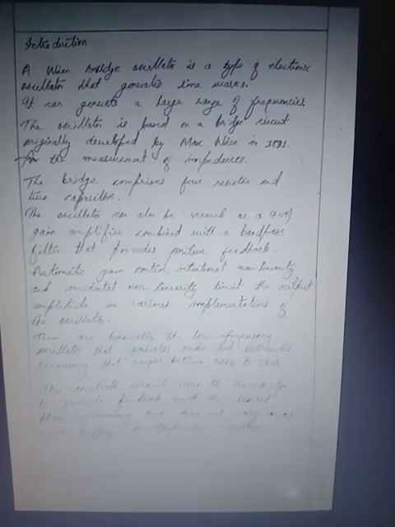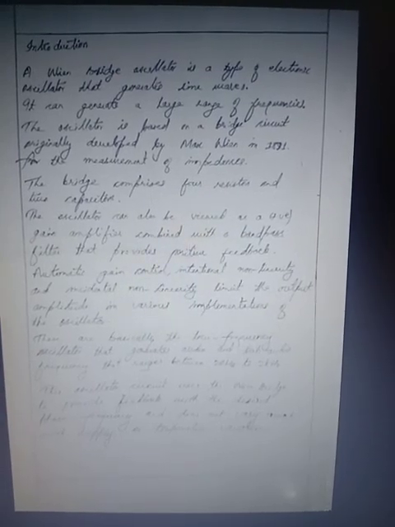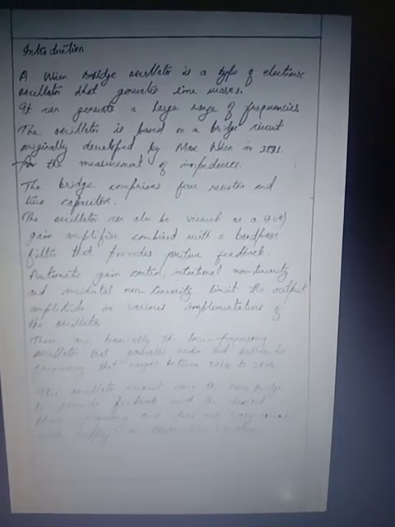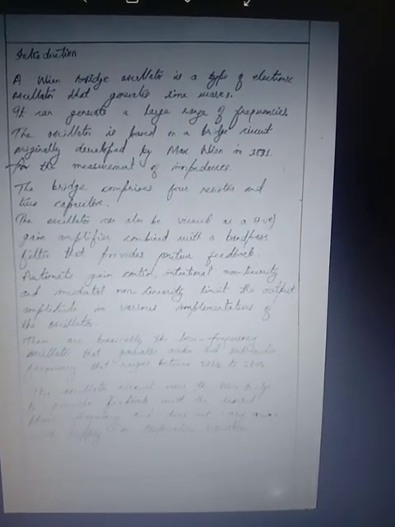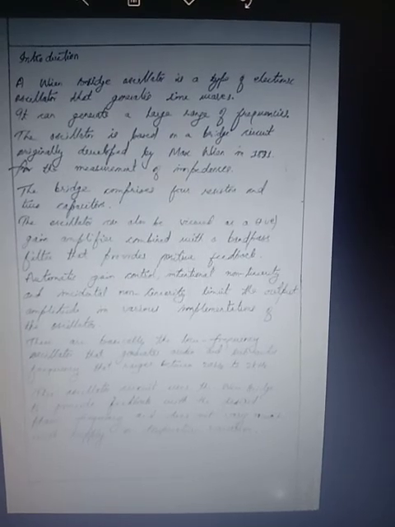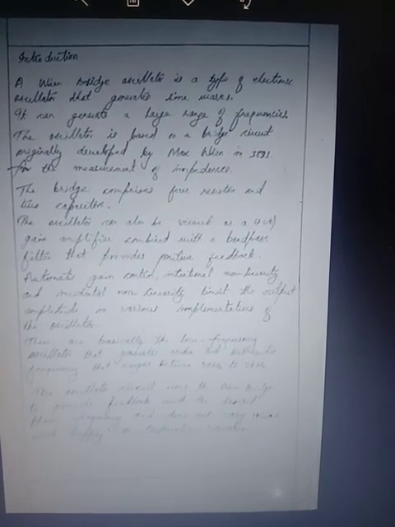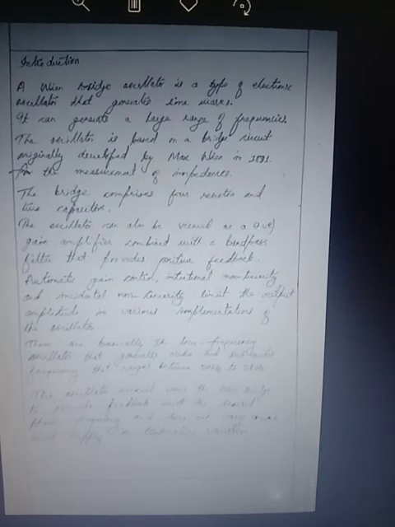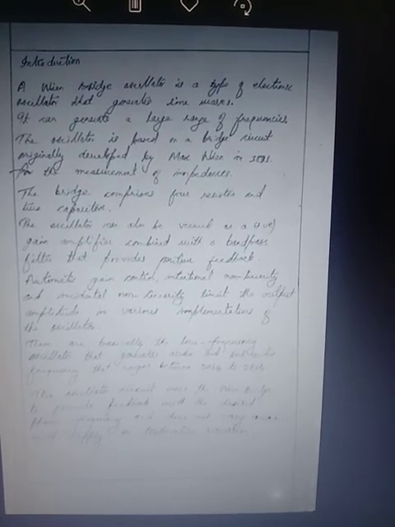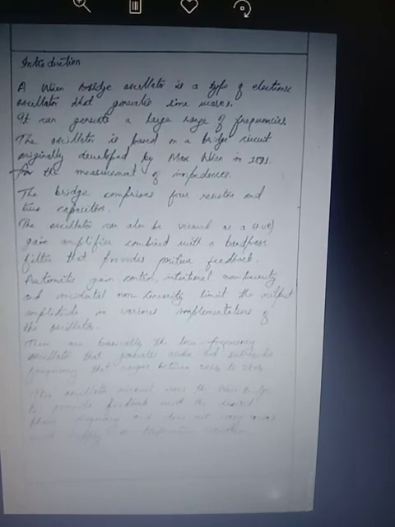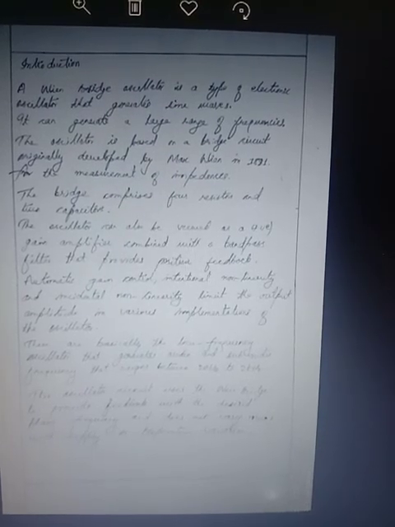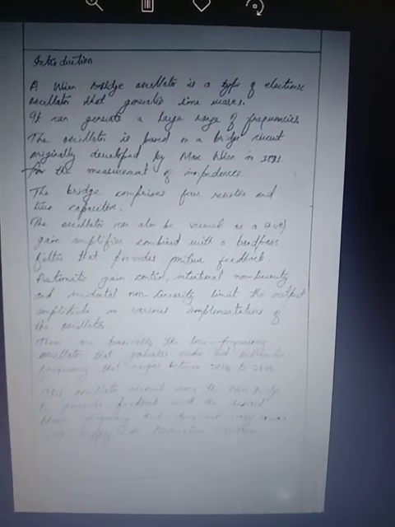Introduction: a Wien Bridge oscillator is a type of electronic oscillator that generates sine waves. It can generate a large range of frequencies. The oscillator is based on a bridge circuit originally developed by Max Wien in 1891 for the measurement of impedance. The bridge comprises 4 resistors and 2 capacitors.